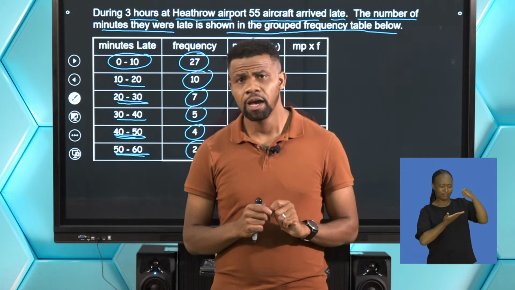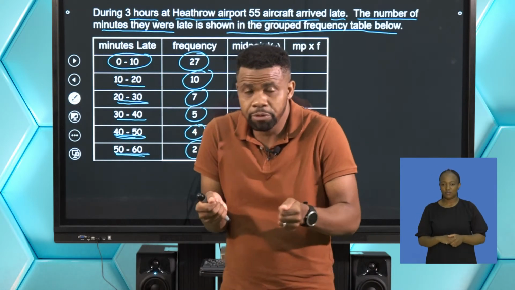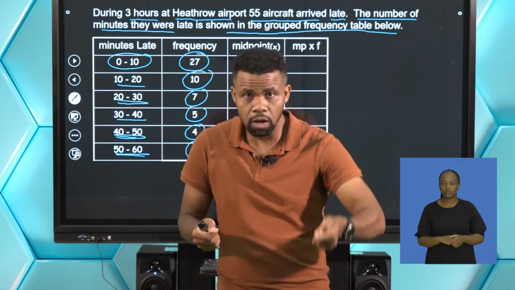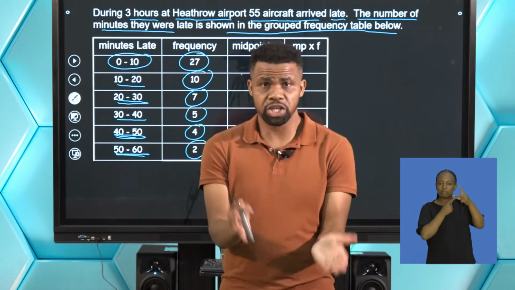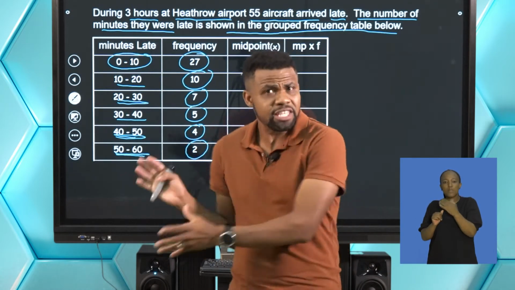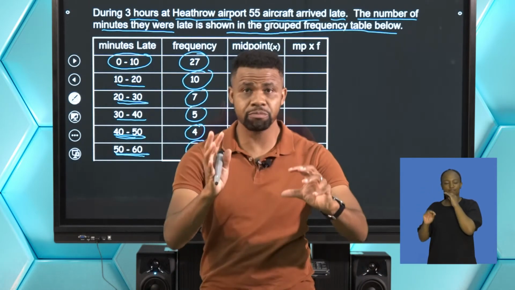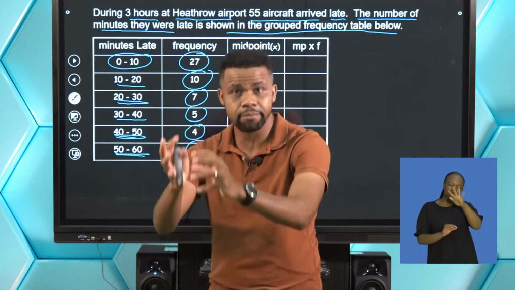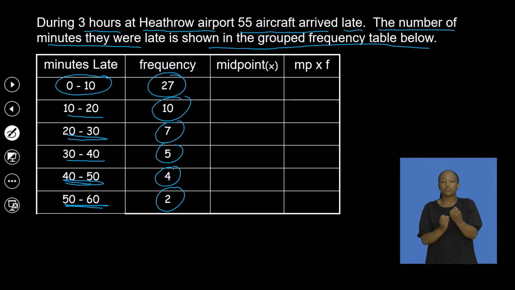Okay. Now, we don't have raw data. We don't know plane 1 was late by how many minutes, another plane by how many minutes. We just have a table. How do we calculate the mean? This is not going to be the actual mean. It's going to be the estimated mean, the average of being late. Okay, good. So we calculate the midpoint.